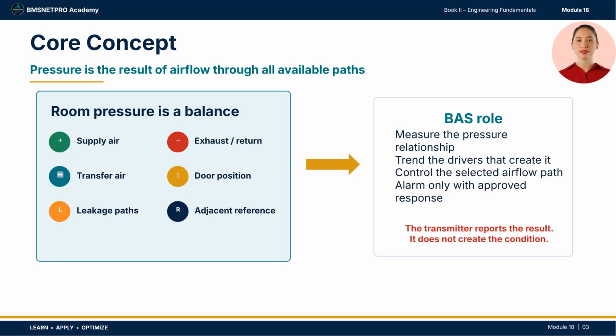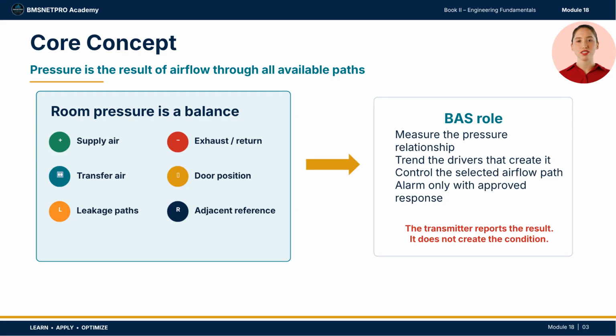The core concept is that pressure is a balance. The BAS may modulate a supply damper, exhaust valve, fan speed, or terminal airflow, but the room pressure is created by the full physical system. Supply air pushes into the space. Exhaust and return air remove air. Transfer paths and leakage allow air to move between spaces.